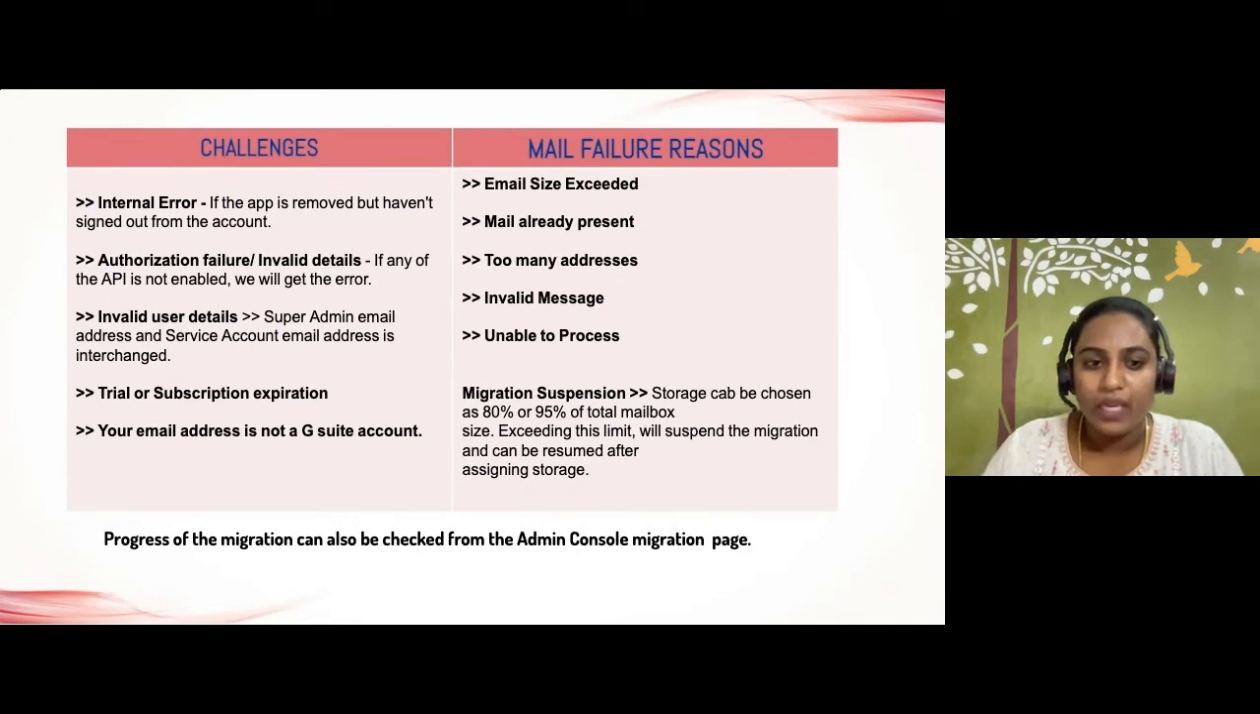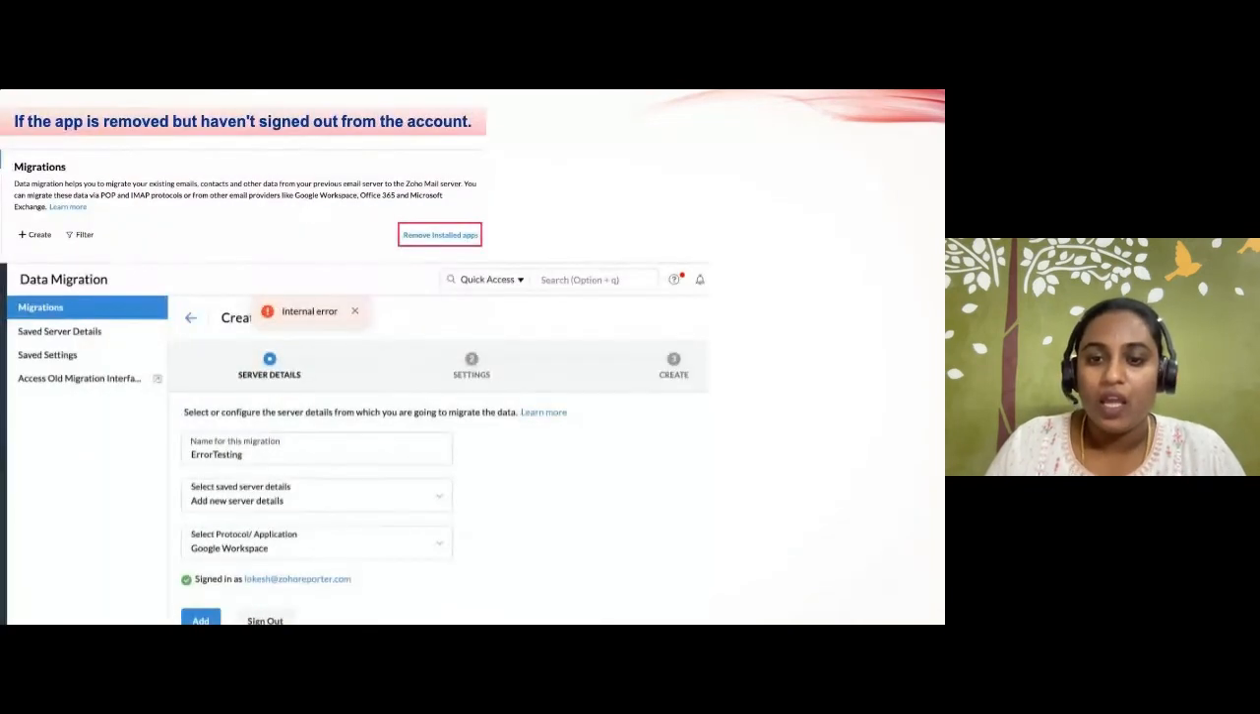First off will be internal error. All right, so the internal error will occur. There will be an option in the migration page as remove installed apps. If the Google Workspace app is removed from the installed apps section, and if we try to add the migration, the internal error will be thrown.